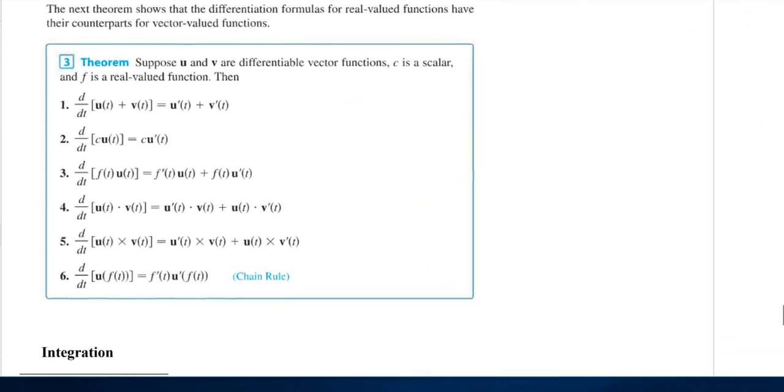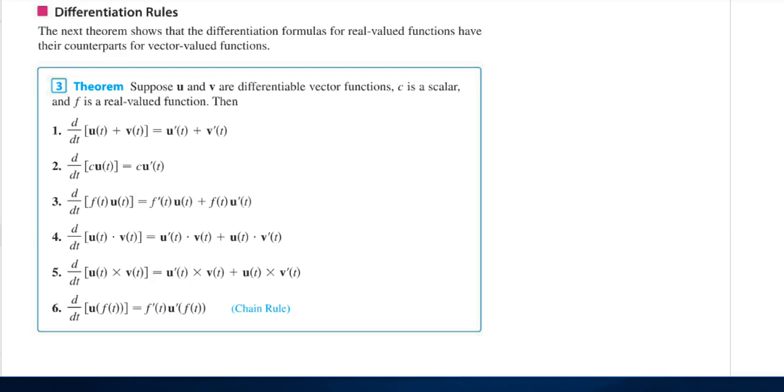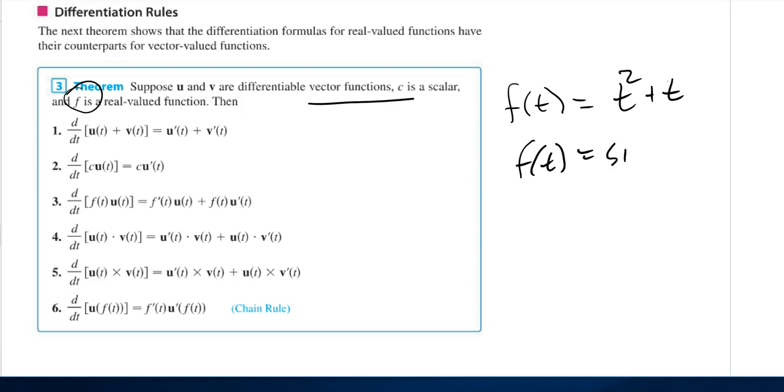Differentiation rules. Now this is important because you need to understand what the difference between these things are. U and V are vector functions, C is a scalar, and F is a real valued function. So when they say F is a real valued function, that means that F of t is some kind of number, or it's at least a polynomial, okay? So it could be t squared plus t, or F of t could be sine of t. It's a function that when you plug in a number, you get a number out. These vector functions are when you plug in a number, you get a vector function out.